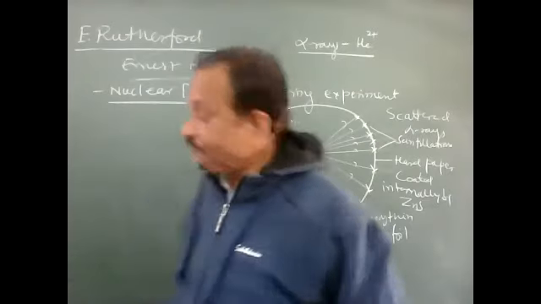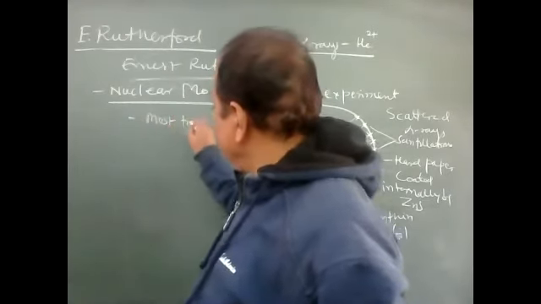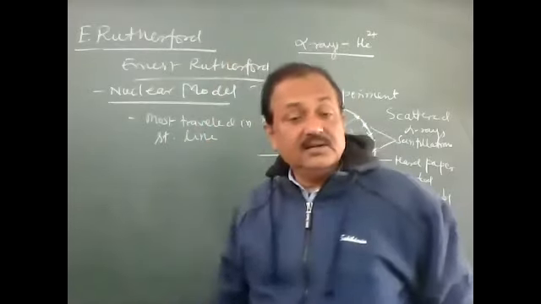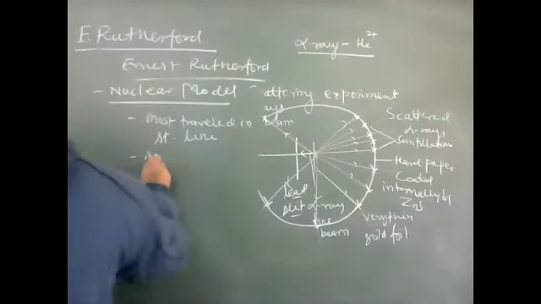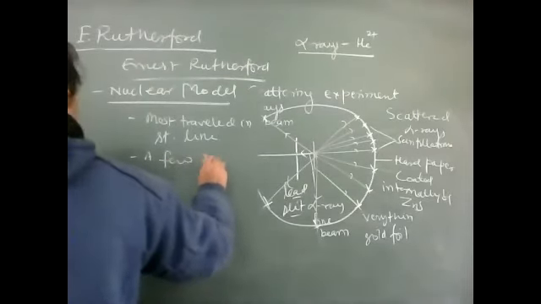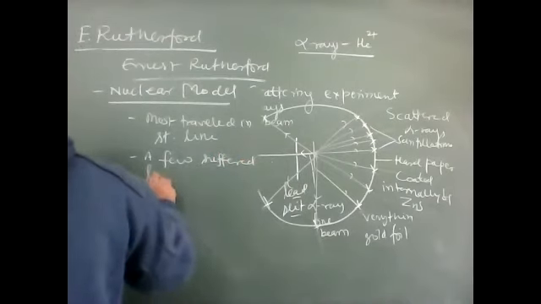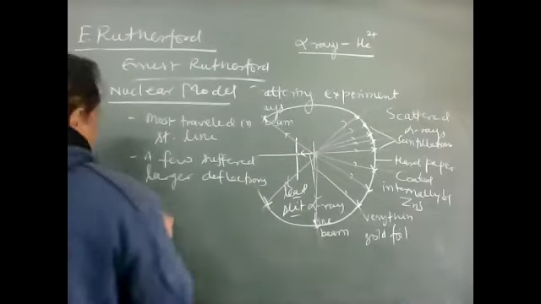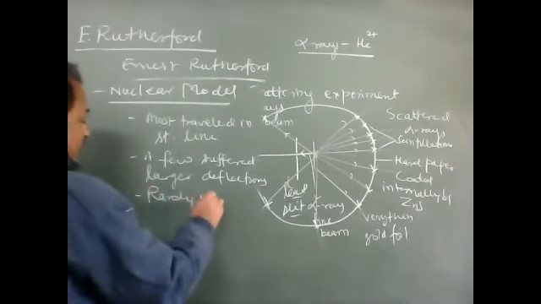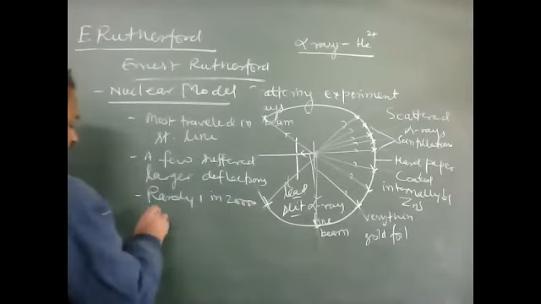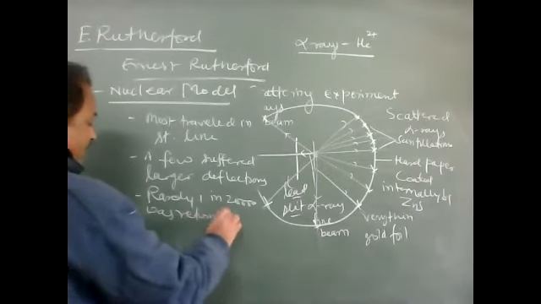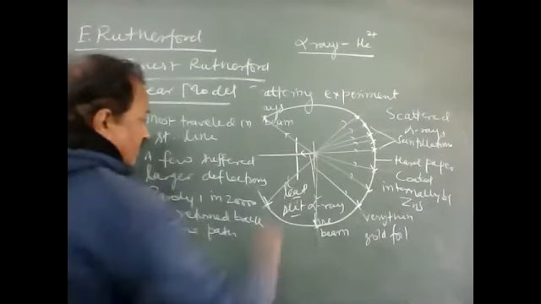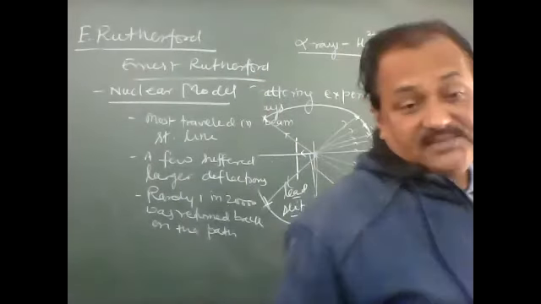So three observations were there. Most travelled in a straight line without any deflection, a few suffered larger deflections, and rarely, one in 20,000 was returned back on its path. So here one in 20,000 was returned back on the path, and as a result there was the failure of Thomson's model.